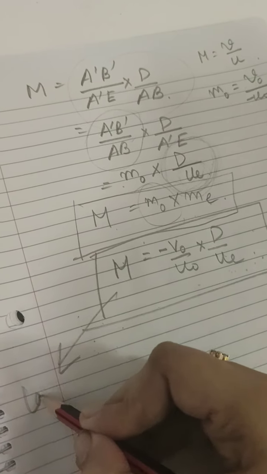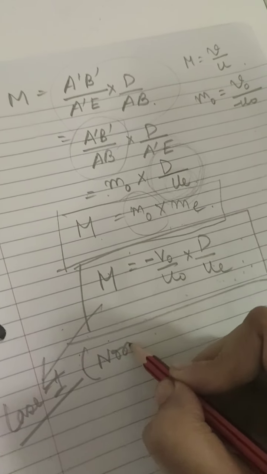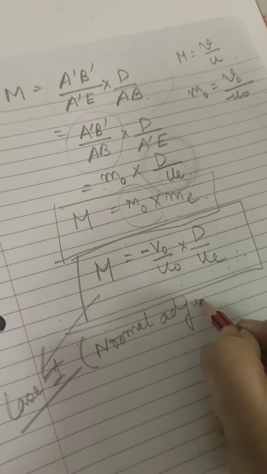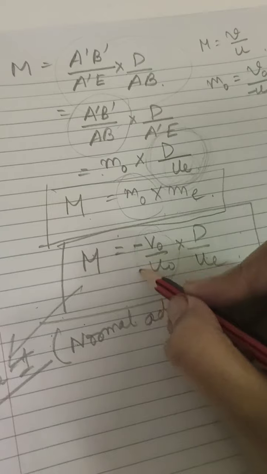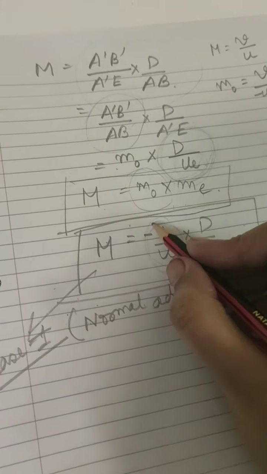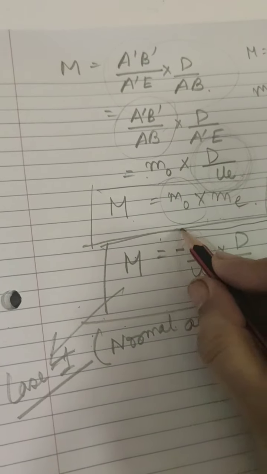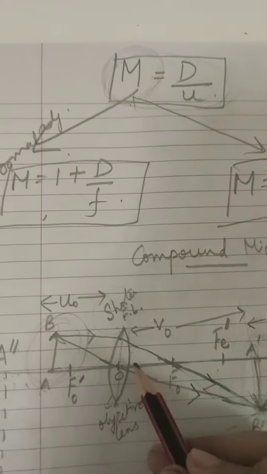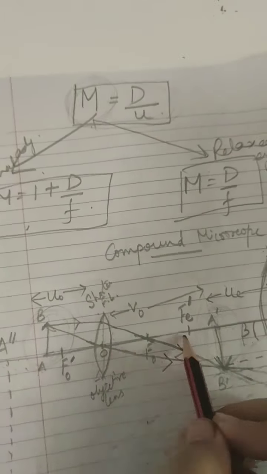Now there are two cases to it. Case 1 is for clear distinct vision or normal adjustment, when the magnifying power will be the maximum. Now you already know, is this going to change? No, this is not going to change. We are not moving the object in front of the objective lens, so neither this VO nor this UO is going to change. We are not moving this or this. What we are doing is just moving this eyepiece, which is acting as a simple microscope.